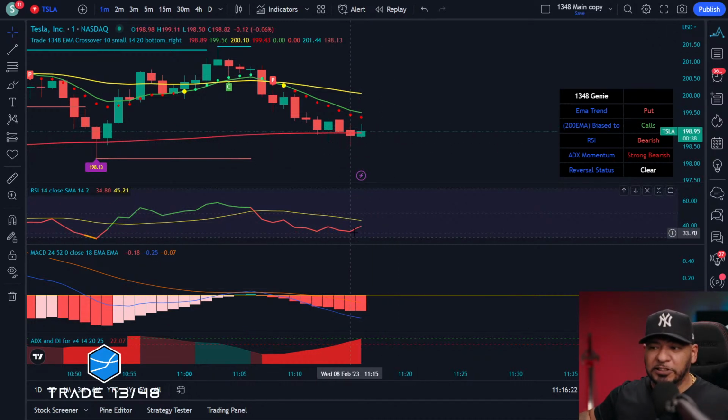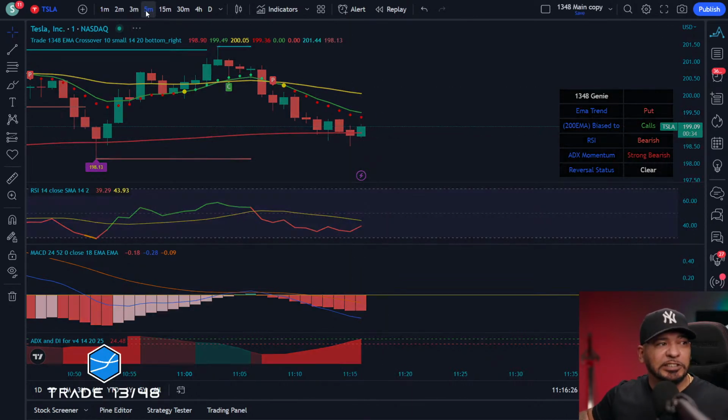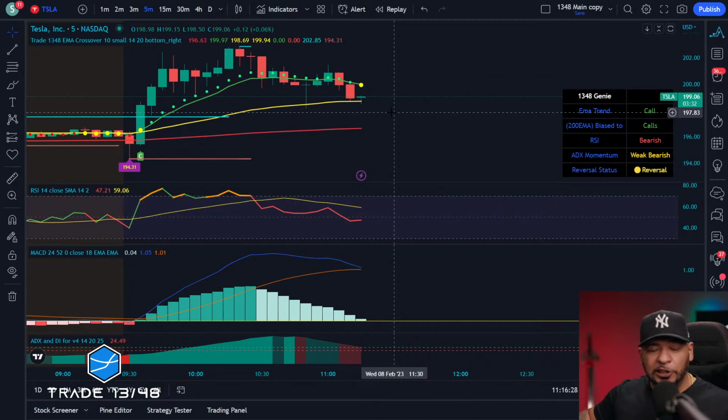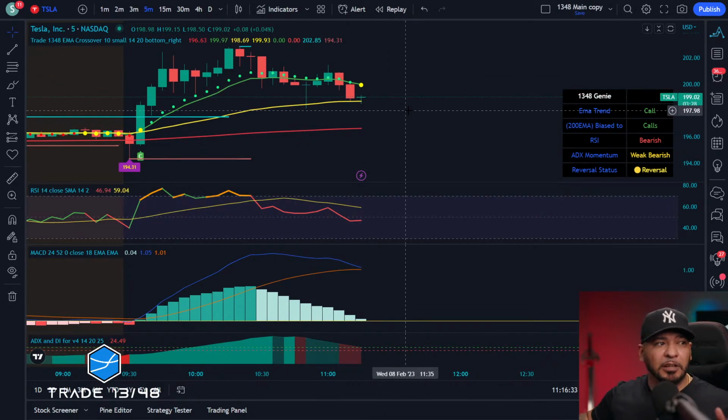You see that bounce there? You guys see that bounce off the RSI? You're using the 5 minute to get a little more. You're using the 1 minute to get a little more insight as to what's happening inside this 5 minute candle. Okay. So that's essentially what we're doing here.